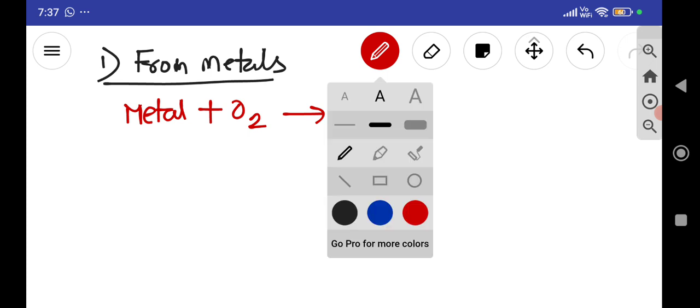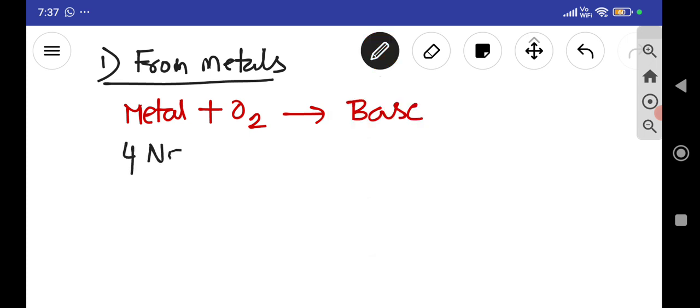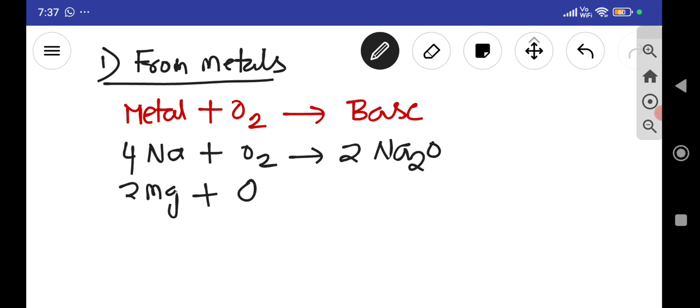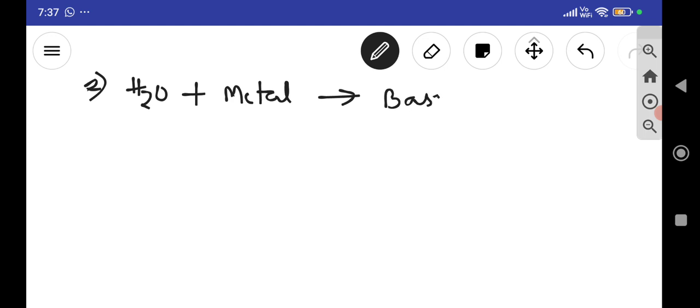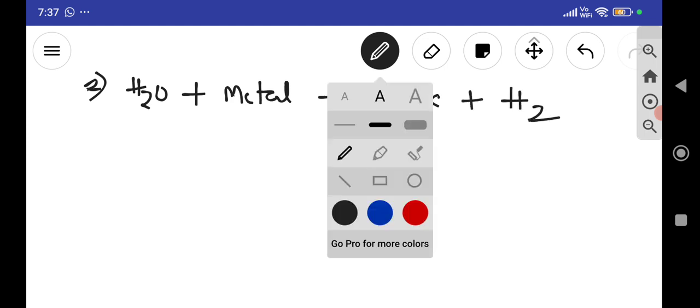So we can take examples here. Let us write sodium as the metal reacting with oxygen and you get sodium oxide. So this is a base. Next, magnesium reacting with oxygen, you get magnesium oxide. So this is another base. What is the second method here? The second method is action of water, so H2O on reactive metals will give the base plus hydrogen. So this is the general equation.